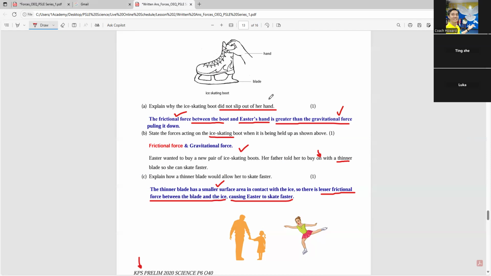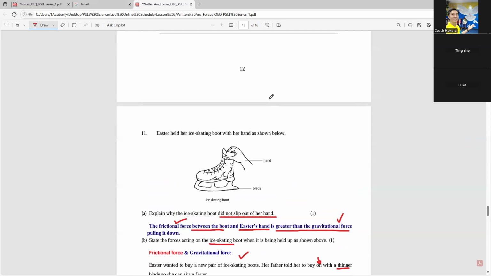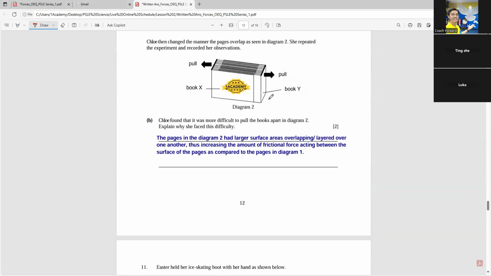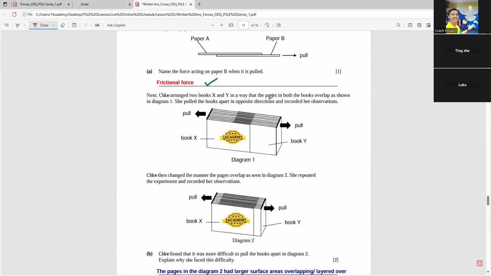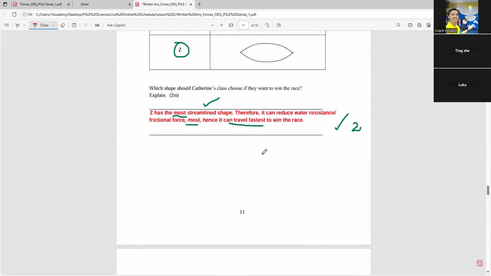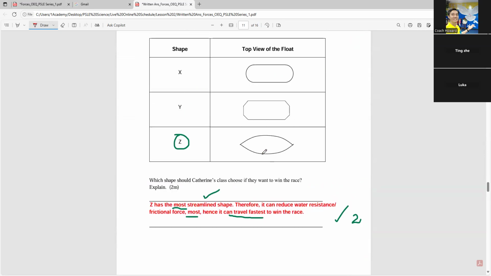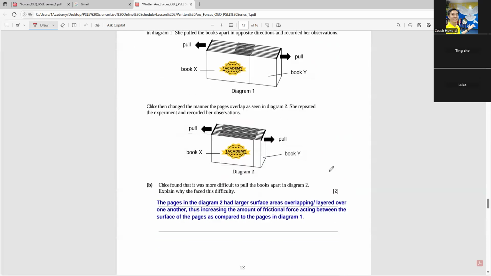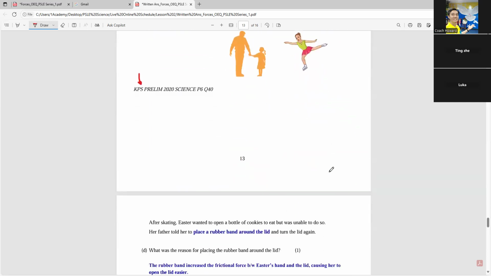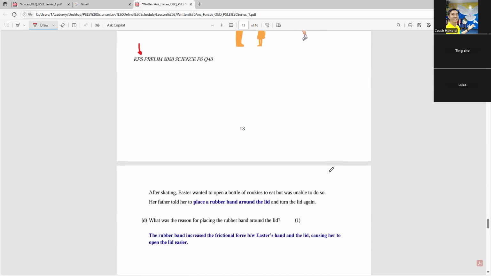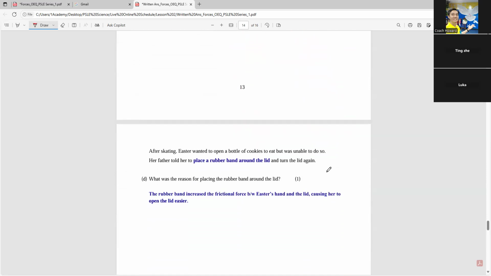So we have done this question on gravitational force and frictional force. I screenshot the answer to the students online. You notice this question also is about frictional force. And earlier, this one is about water resistance. Water resistance is also a type of frictional force in liquid. So we have done these three questions in a row. And okay, before that, there's one more part.